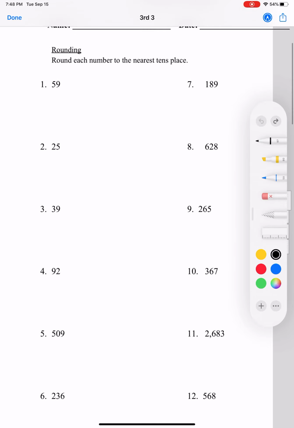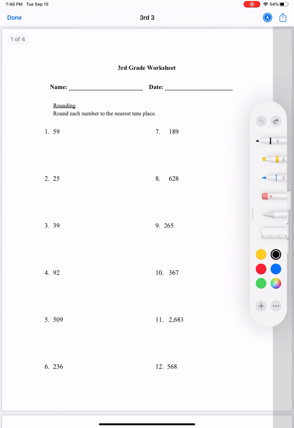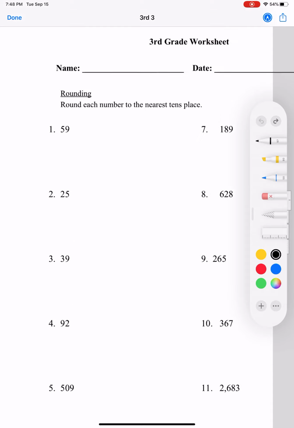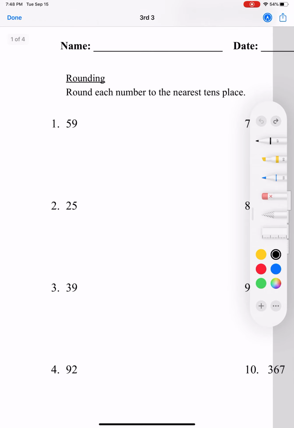So the first worksheet asks you to round these numbers. And so basically what you're going to do is first read the directions. Round each number to the nearest tens place. So the tens place would be the second from the right. So this would be the tens place.